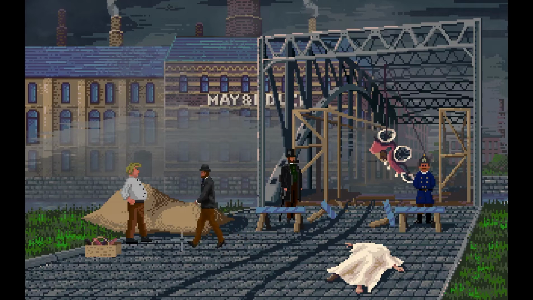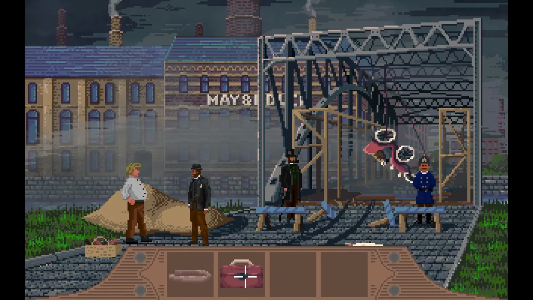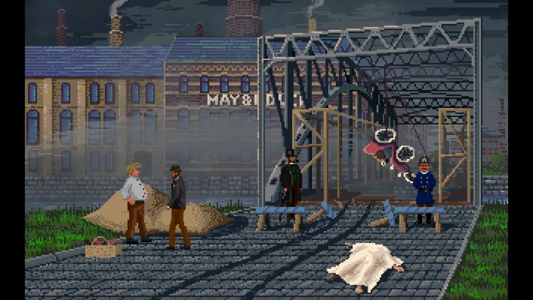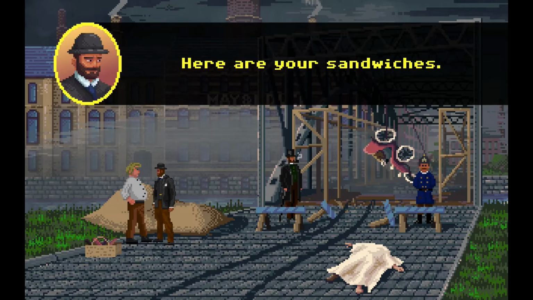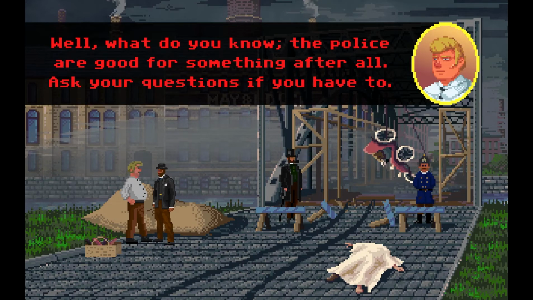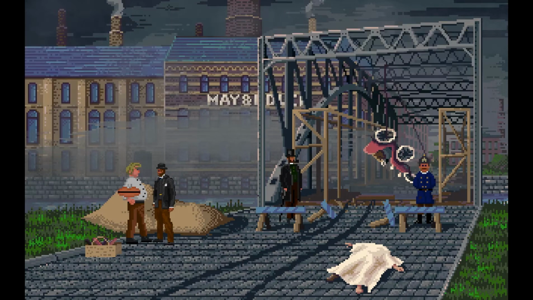Okay. Let's give him these sandwiches. My boy's hungry. Hier sind Ihre Pausenbrote. Die Polizei ist ja doch zu etwas gut. Dann stellen Sie mal Ihre Fragen. I mean, I delivered sandwiches. I'm just basically an angel.